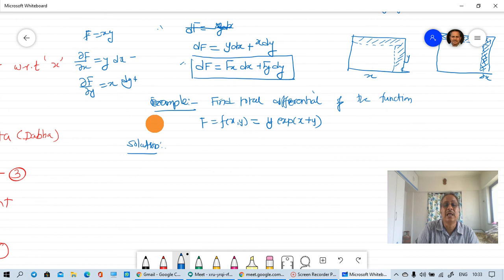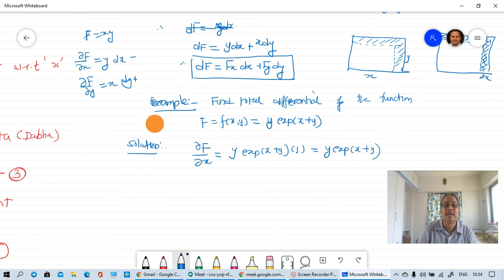So here I can find out partial differential of f with respect to x, keeping y constant. Here y is not a function of x, but exponential of x plus y is a function of x. We have seen that the differential of e raised to something is e raised to that something, and the differential of whatever is in the power. So in the bracket its differential is also supposed to be taken. So y remains as it is, exponential of x plus y, and differential of x is simply 1. Therefore it is y times exponential of x plus y.